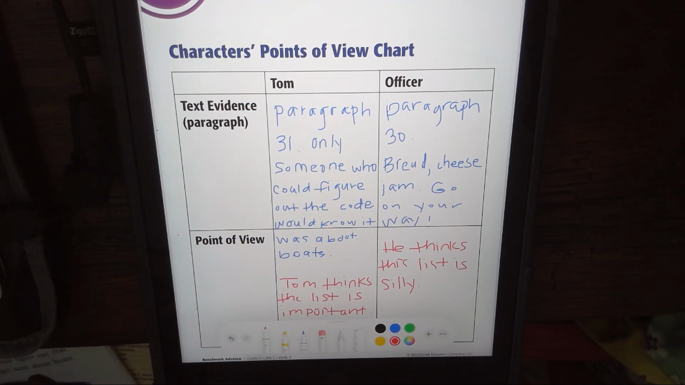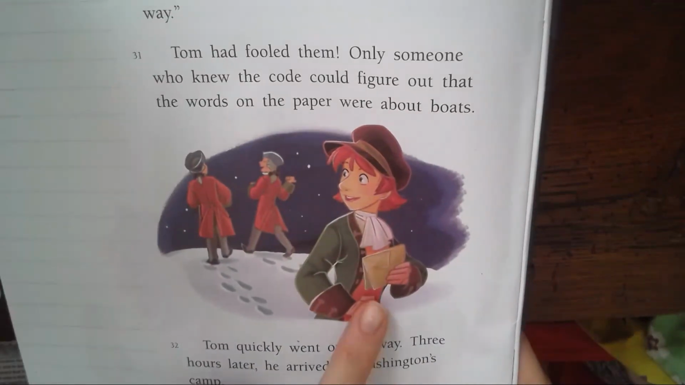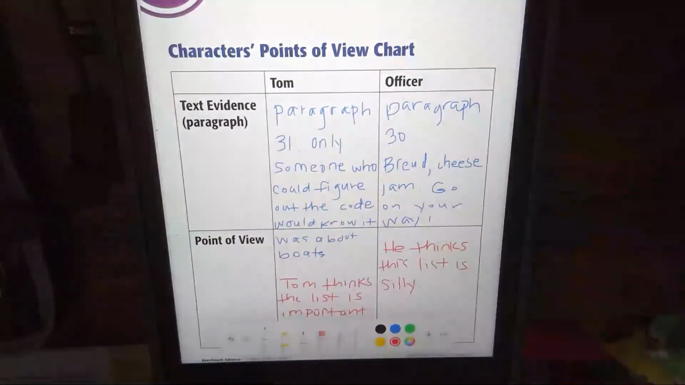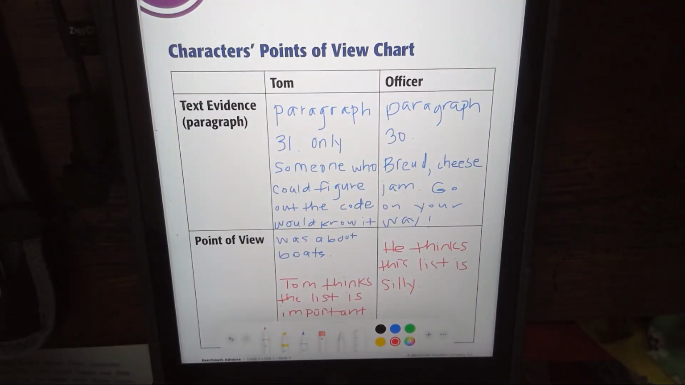Same with Tom. He's relieved. He's like, phew. And he has that note held tightly in his hands because this to him is very important. It's going to help us win the war. All right. Good job. We will be practicing more characters' point of view as we go throughout our year. Nice work, guys.